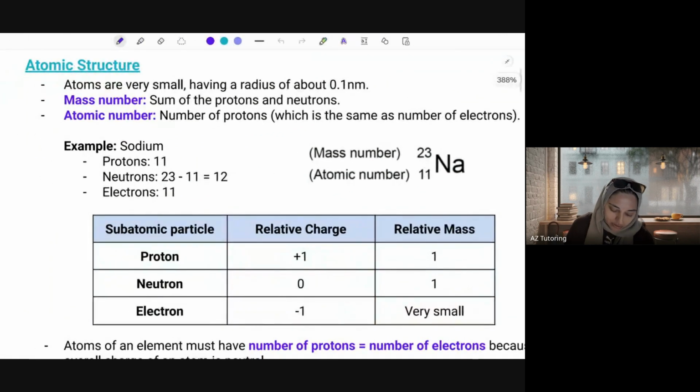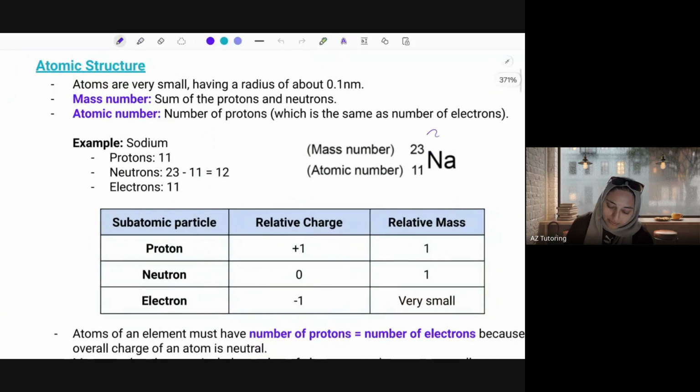Okay. So you can see here, sodium has a mass number of 23 and a proton number of 11. The proton number, which is the bottom number, and the electron number are the same. They might ask you, why are they the same? Well, the reason is that all atoms on the periodic table do not have a charge. They're not an ion. So it just needs to be neutral overall.